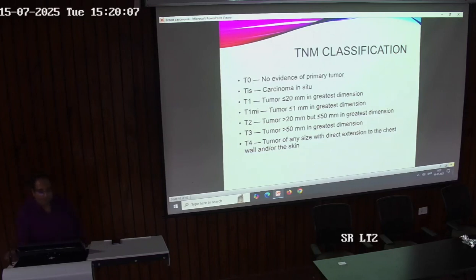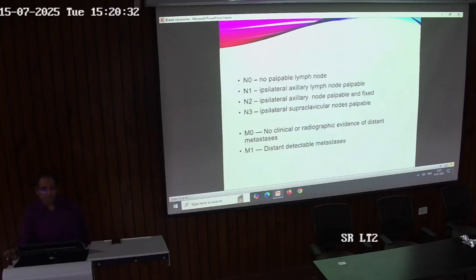TIS, carcinoma in situ. T1, tumor less than 2 centimeters in greatest dimension. T2, between 2 to 5 centimeters. T3, more than 5 centimeters. T4, tumor of any size with direct extension to the chest wall or the skin. Lymph nodes: N0, no palpable lymph node. N1, ipsilateral axillary lymph node palpable. N2, ipsilateral axillary lymph node palpable and fixed. N3, ipsilateral supraclavicular lymph node palpable.